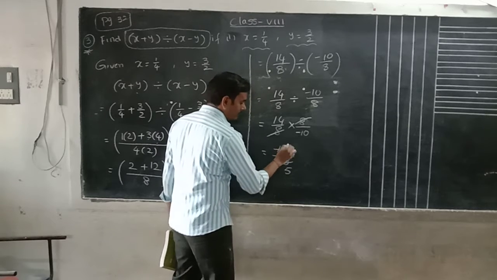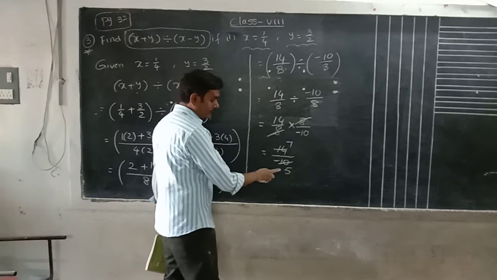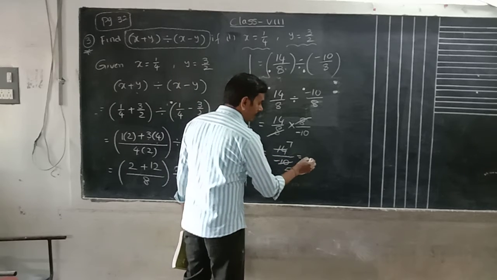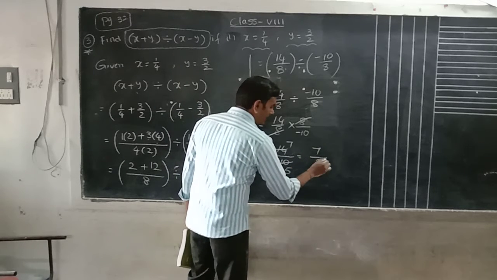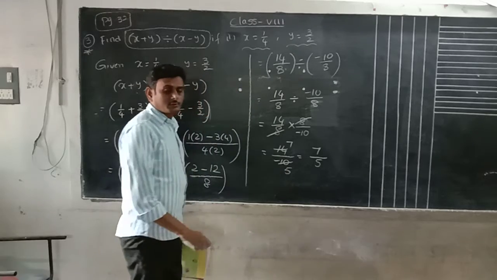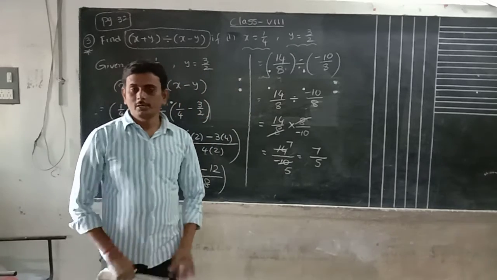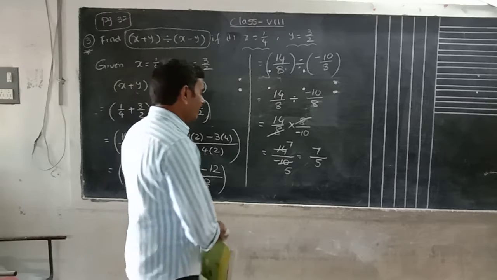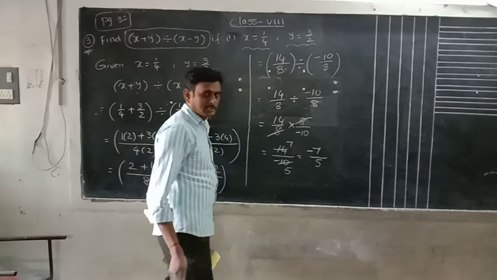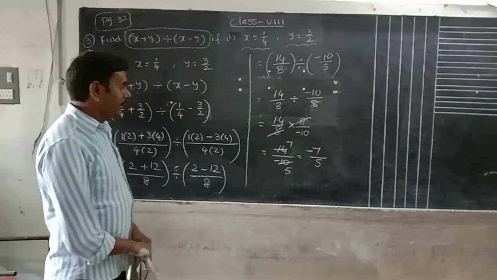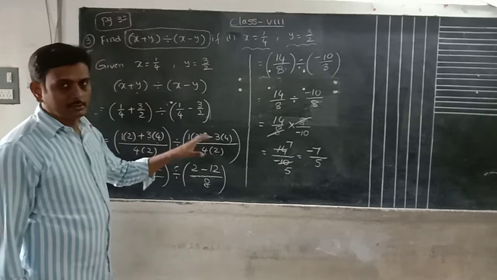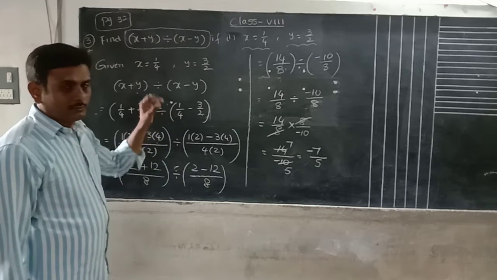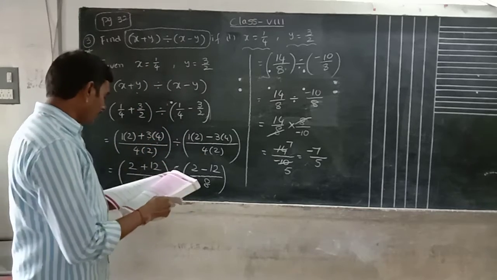2 fives are 10, 2 sevens are 14. Cancelling by 2, we get 7 by 5. In the result the denominator should not be minus, so we take the numerator as minus. Minus 7 by 5 is the answer. Very easy question. If anybody completed it, check once. Otherwise, follow this question. We will go for the next question.